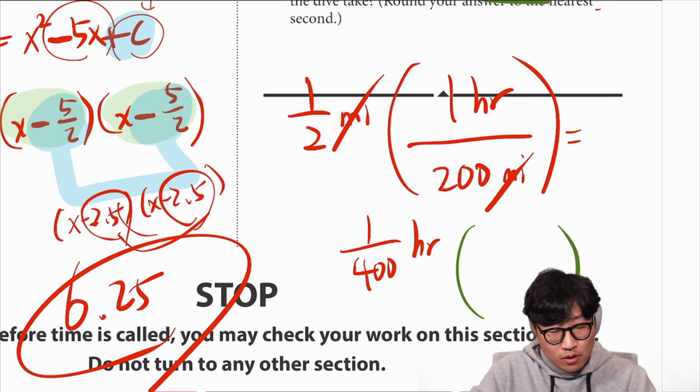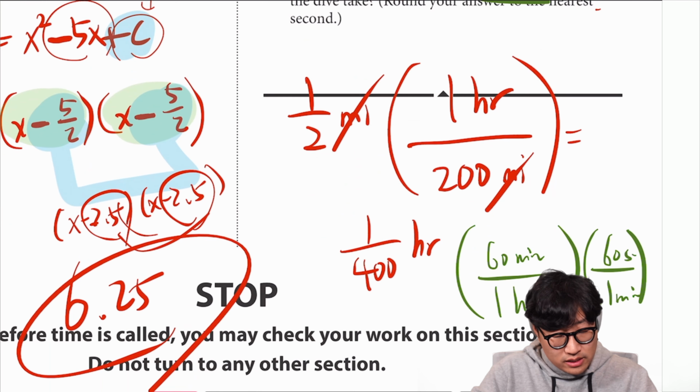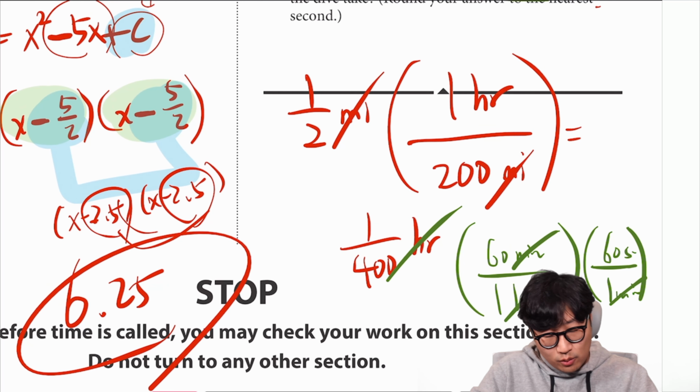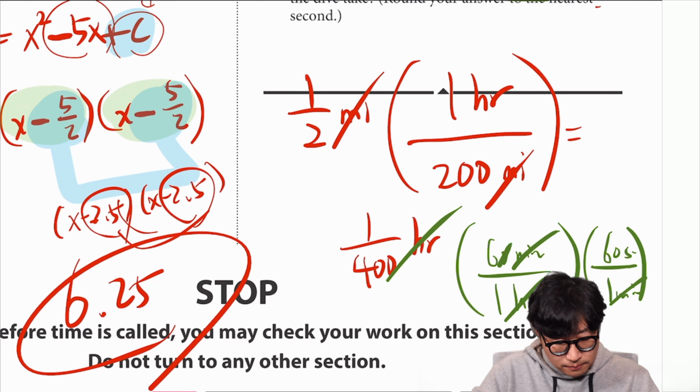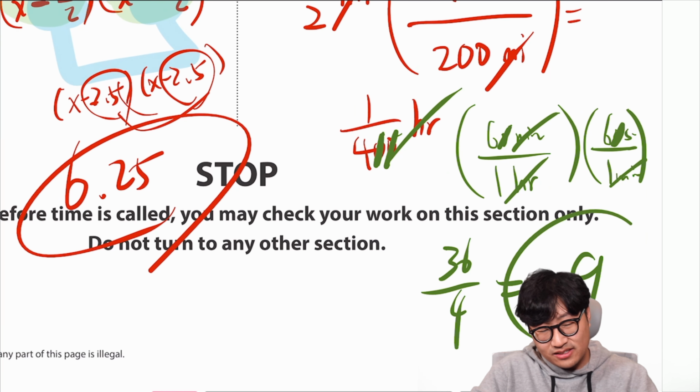So here we go. 1 hour, same thing. 1 hour, 60 minutes. And then 1 minute, 60 seconds. And if you just do this, well, minutes cancel, hours cancel. So you can actually do the math quite easily because the zeros would cancel like that, and then the zeros would cancel like that. So basically you've got 36 over 4, which is 9, so 9 seconds it is.